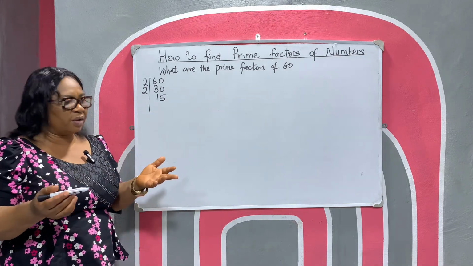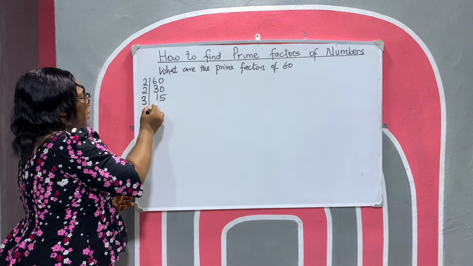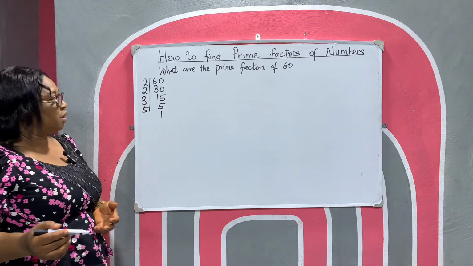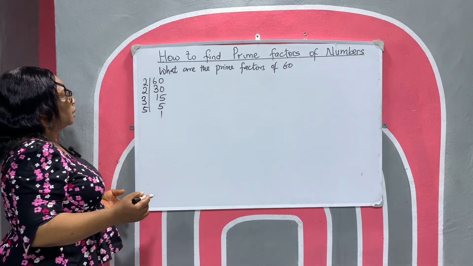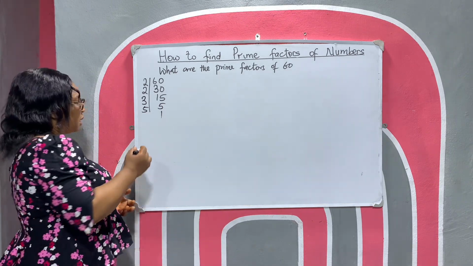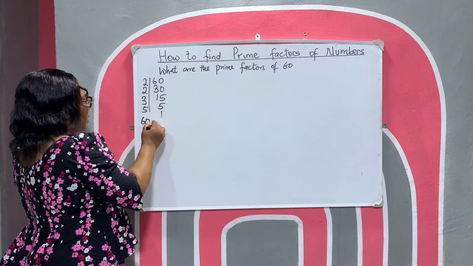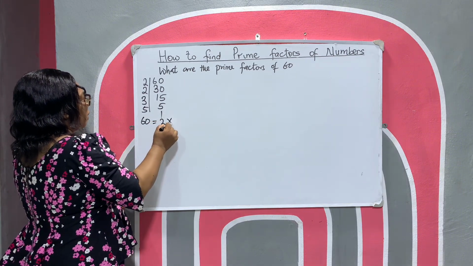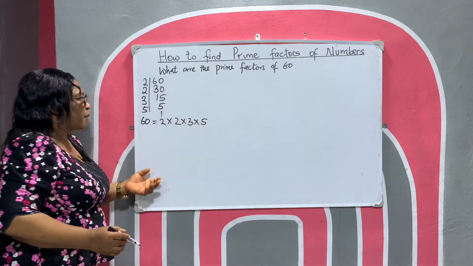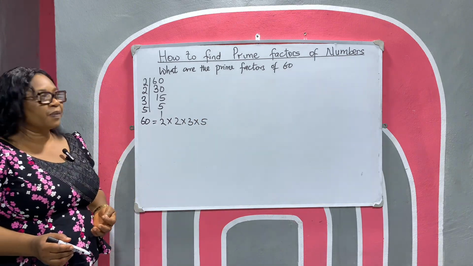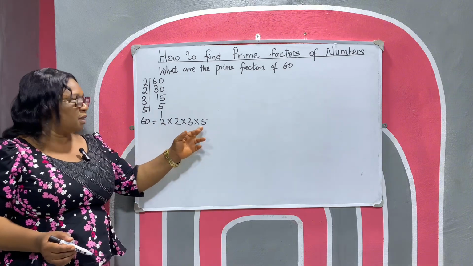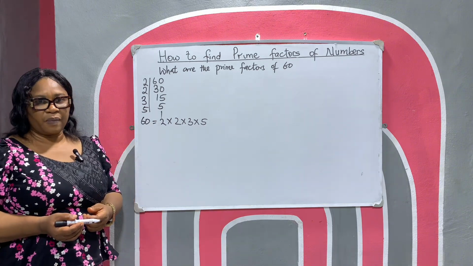The next number is 3. 3 divides 15 to give 5, and 5 divides to give 1. Yes, we have finished with this. So I'm going to pick out the prime factors of 60. So 60 is 2 times 2 times 3 times 5. This is how to find the prime factors of 60. This is the answer.